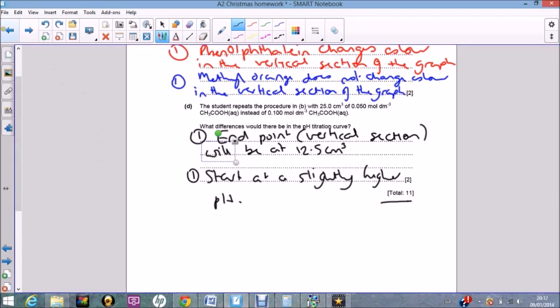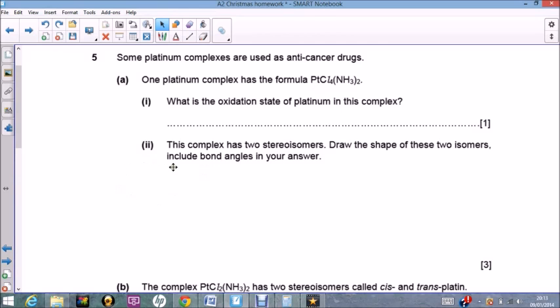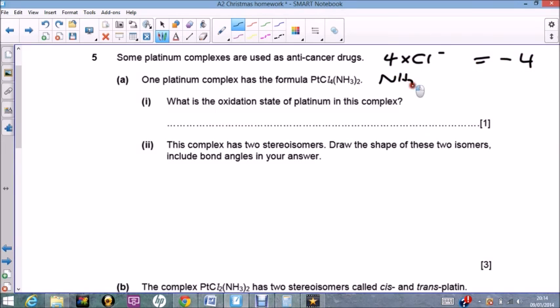That's the end of question 4. Question 5. Question 5 is about transition metals. So we're looking at the platinum complex PtCl4(NH3)2. So if we're going to work out the oxidation state of the platinum, we need to think that we've got 4 times Cl minus, so that's a charge of minus 4. NH3 is neutral. Overall no charge, so therefore the platinum must be plus 4 to balance out the minus 4 of the 4 chloride ligands.